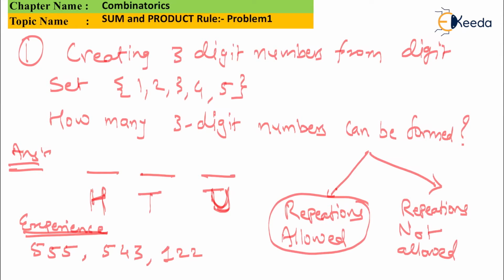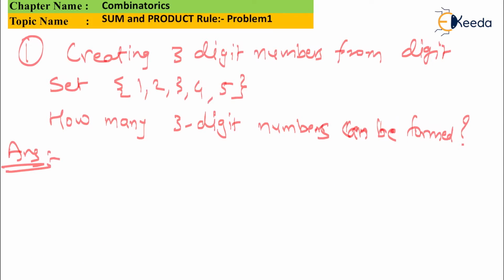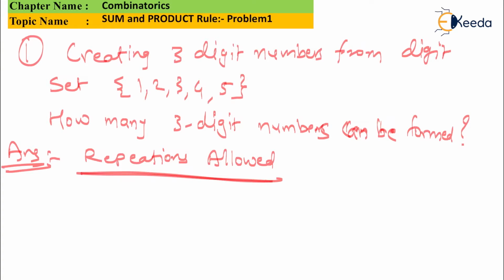So let's look at the first condition, repetitions allowed. Again, draw the 3 blocks: the units place, the 10th place, and the 100th place. When repetition is allowed, let's start filling them from the units place to the 100th place, right to left. So we are filling the units place first. How many choices are there for the units place? Any one of the 5 digits could come here. So there are really 5 choices.